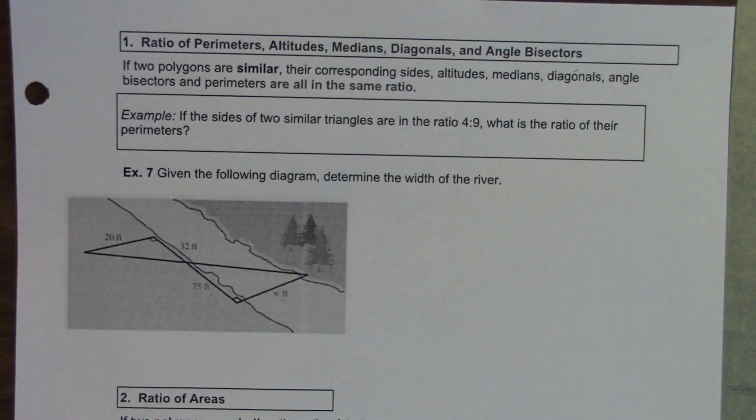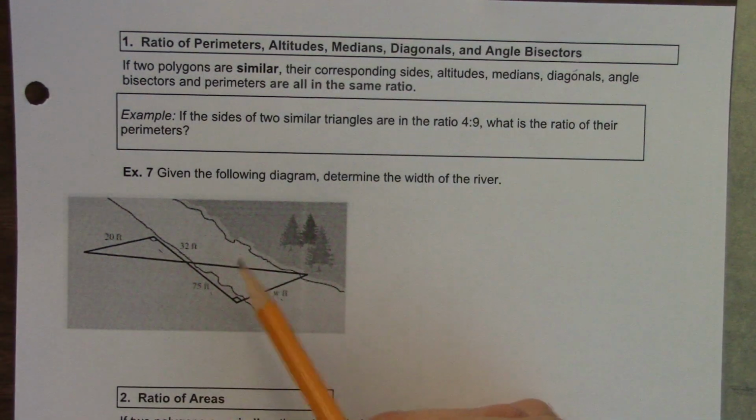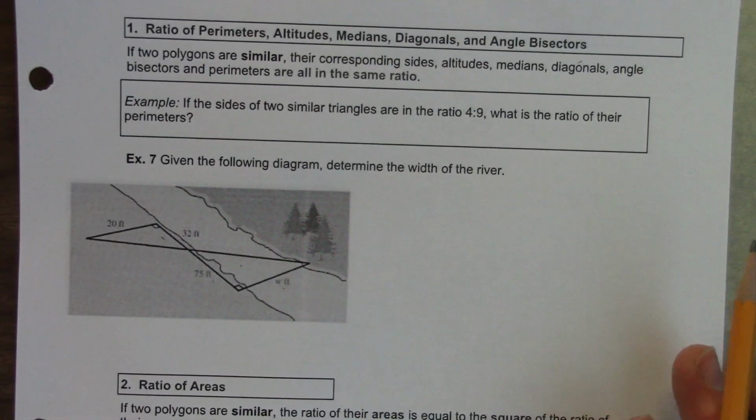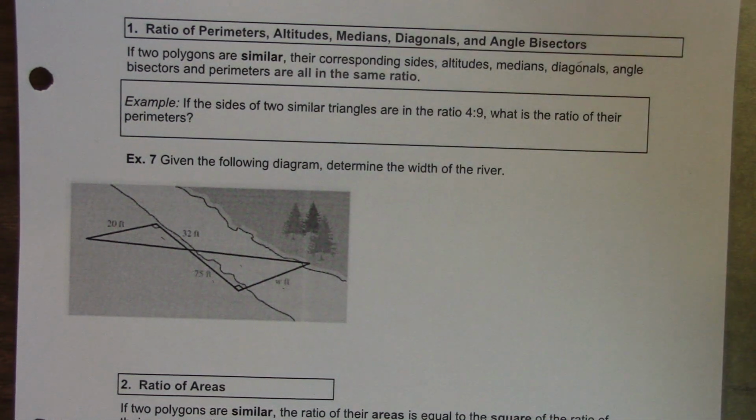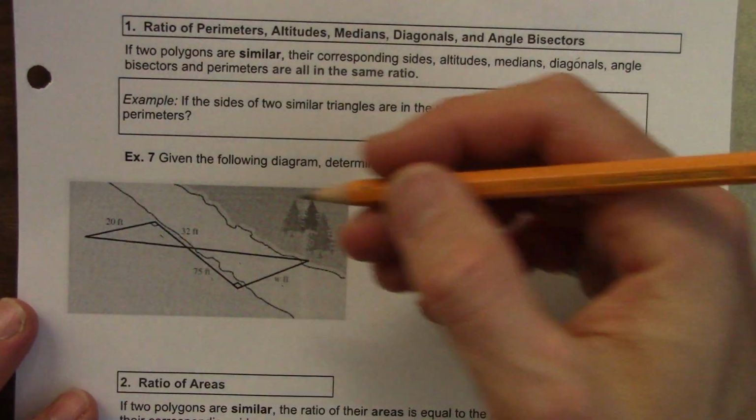How can we tell if they're similar or not? RC, what do you think? Are they similar? This triangle, is it similar to this triangle? Why? Say it again. Yeah, that's it. The angles are the same, right?